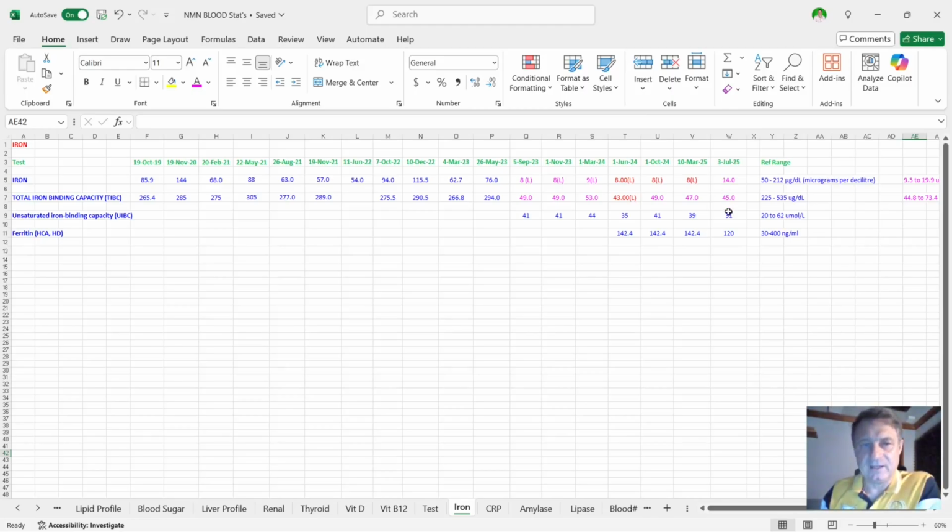I'm happy with that. You can see here that my other iron markers, which is my TIBC, my UIBC, and also my ferritin, they're all within reference range, so I'm quite happy with the way that iron is going.